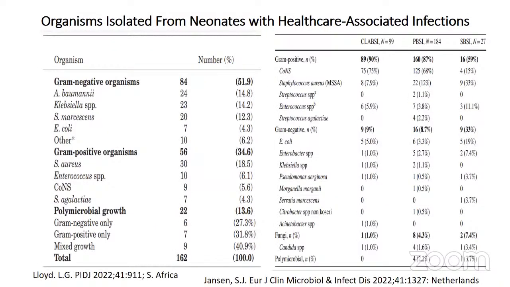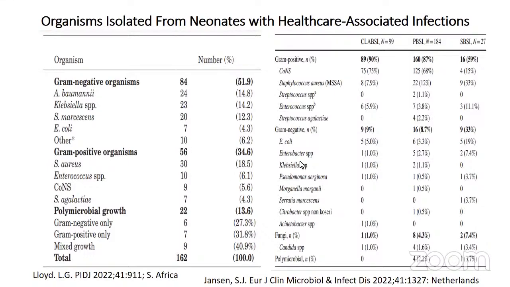Now, what are the organisms that are causing sepsis? I think it generally depends where you are. If you look in the developed countries, on the right side you can see a study coming from the Netherlands, where the bloodstream infection is 59% gram-positive.